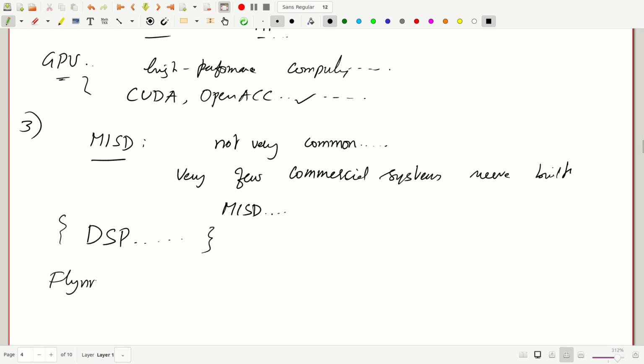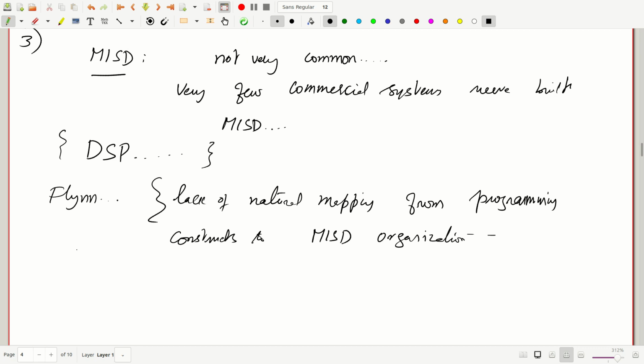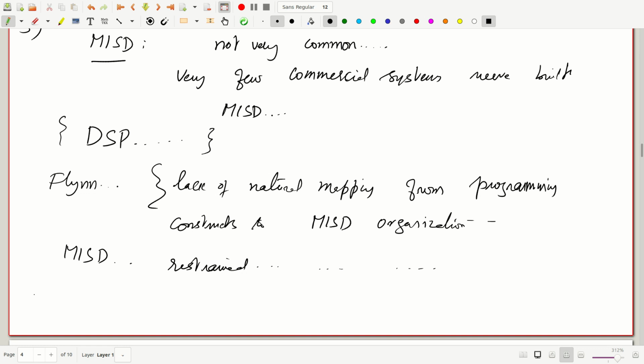So Flynn suggests that because of the lack of a natural mapping from, let's say, the programming constructs to the MISD organization or architecture, MISD systems were restrained in their development, and did not find a good market value or commercial value, and that's why their development was not much at all in the commercial or the parallel computing community. Okay, so that is about the multiple instruction single data stream.